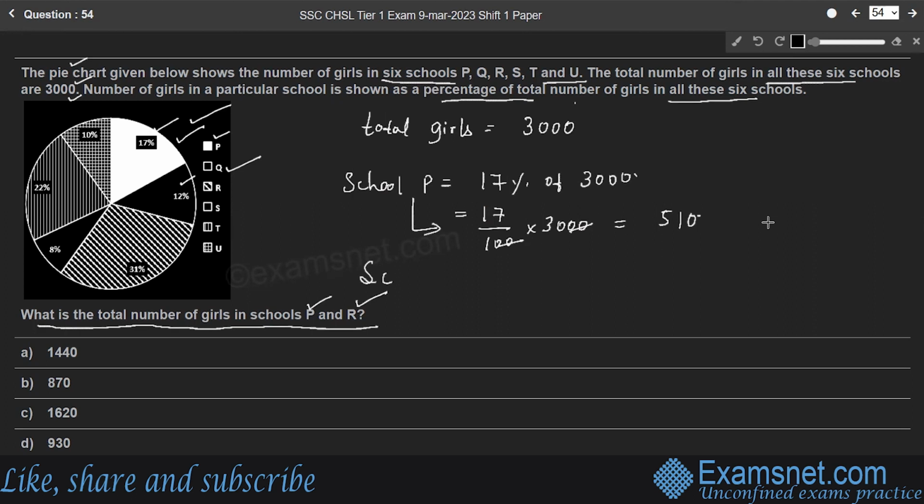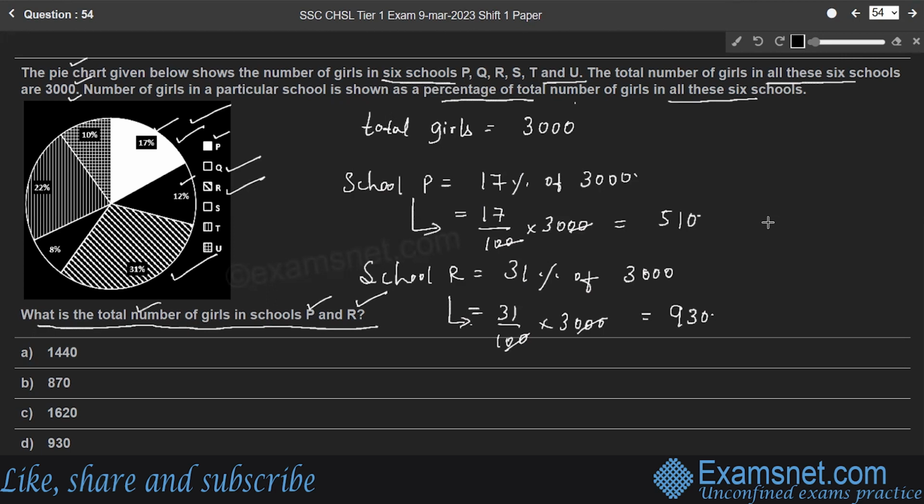Whereas school R has 31% of 3,000 girls. Therefore, 31 by 100 into 3,000, where 2 zeros will get cancelled here. So 930 girls in school R. Here the question is total number of girls in school P and R. So totally there are 510 plus 930, which is nothing but 1,440 girls in school P and R. Therefore, option A is the right answer.